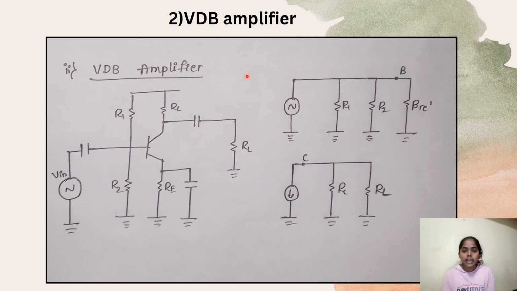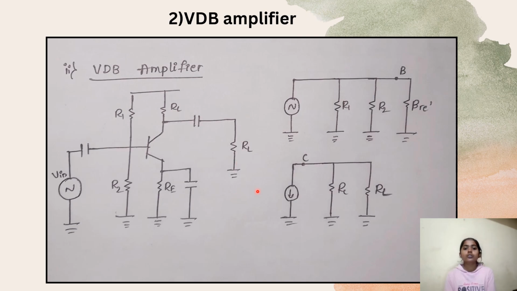VDB amplifier, AC equivalent circuit for a VDB amplifier. We have a VDB amplifier. VDB means voltage divider bias. We have the amplifier circuit here with five resistors: R1, R2, collector resistance, emitter resistance, and load resistance, and two capacitors and a voltage source. We want to convert it into an AC equivalent circuit.